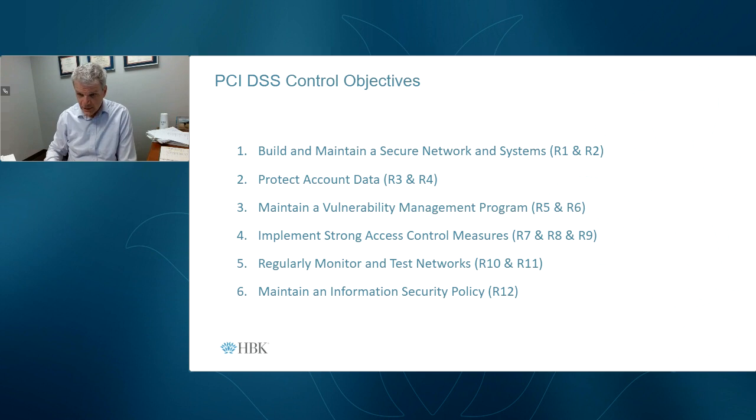These are the 6 control objectives that PCI has put into place. Building and maintaining a secure network ties out to requirements 1 and 2, protecting account data 3 and 4, maintaining a vulnerability management program 5 and 6, strong access controls requirements 7, 8, and 9, regularly monitoring and testing your networks 10 and 11, and then the security policy is requirement 12. So we'll go into these in a little bit more detail, with the 12 actual requirements.